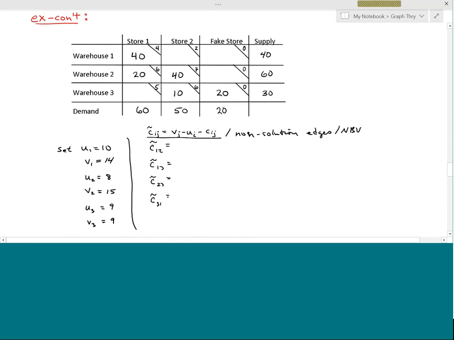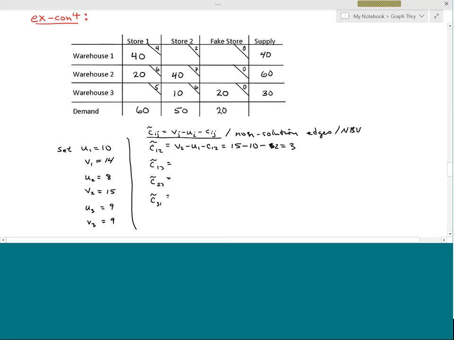So if we go ahead and calculate it in this case, the first one would be V2 minus U1 minus C12. V2 we already found was 15, U1 was 10, and the cost in cell 1, 2 is 6. So when we go ahead and actually calculate that, that one should be, no, it's 2. Excuse me, I read off the wrong cell. It's 2. So this one should be 3.